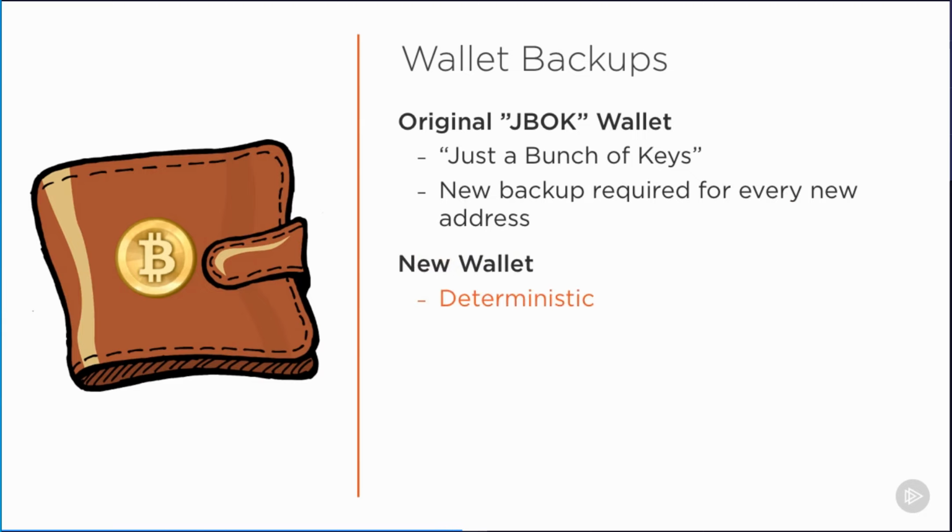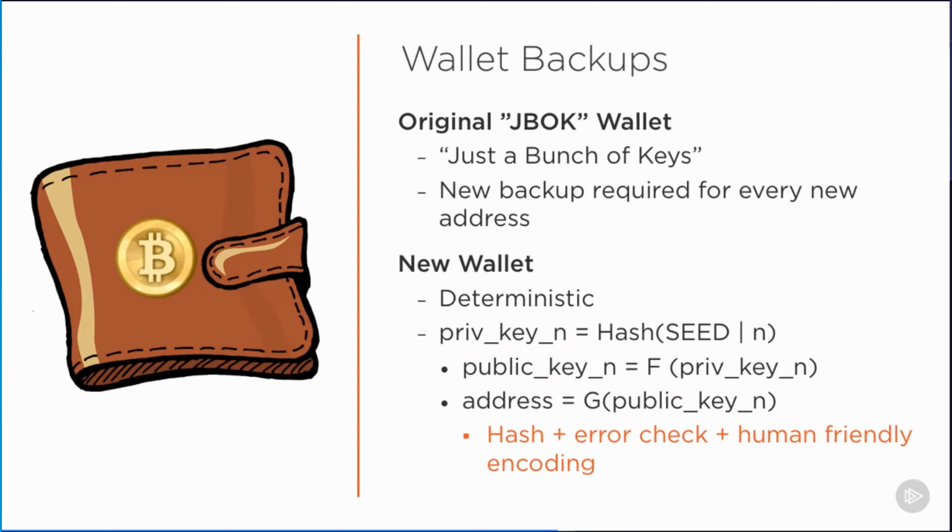They're called deterministic wallets, as every key is determined from a single seed. Here's how this works. Each key is derived from a seed and an integer through a hash function. In this way, a nearly infinite number of new keys can all be made from a single seed. The corresponding public key and Bitcoin address can then be derived from each private key as shown before.